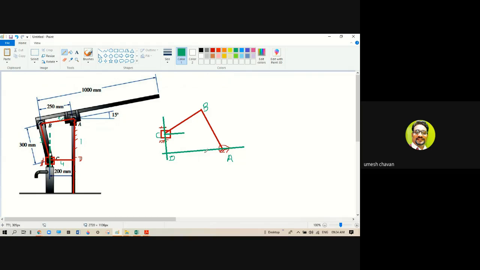What we are given, this fixed link is 1. Even though it is fixed, it is going to vary in your loop closure equation. This point is 1, this handle is 2, this is 3, and this is the 4.